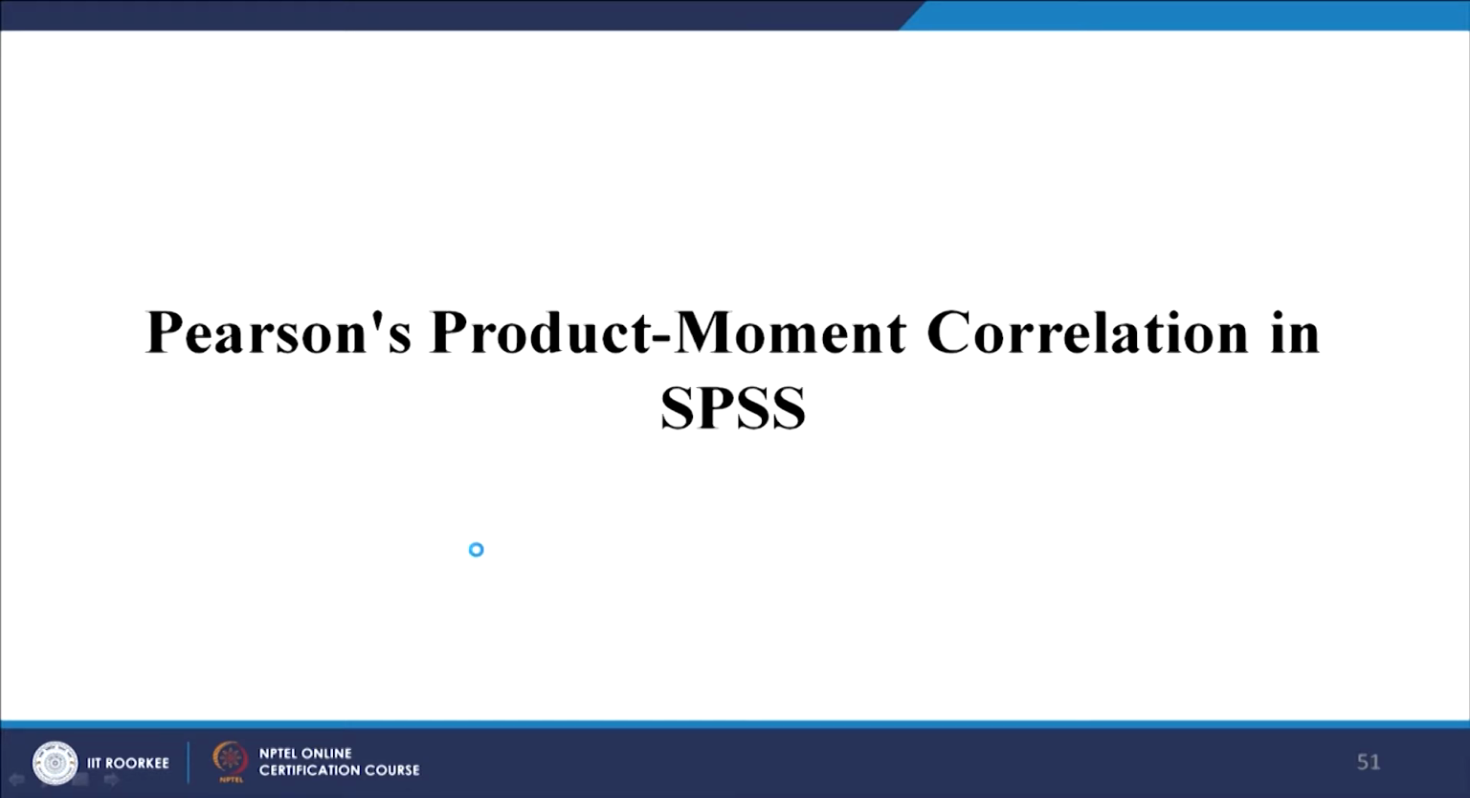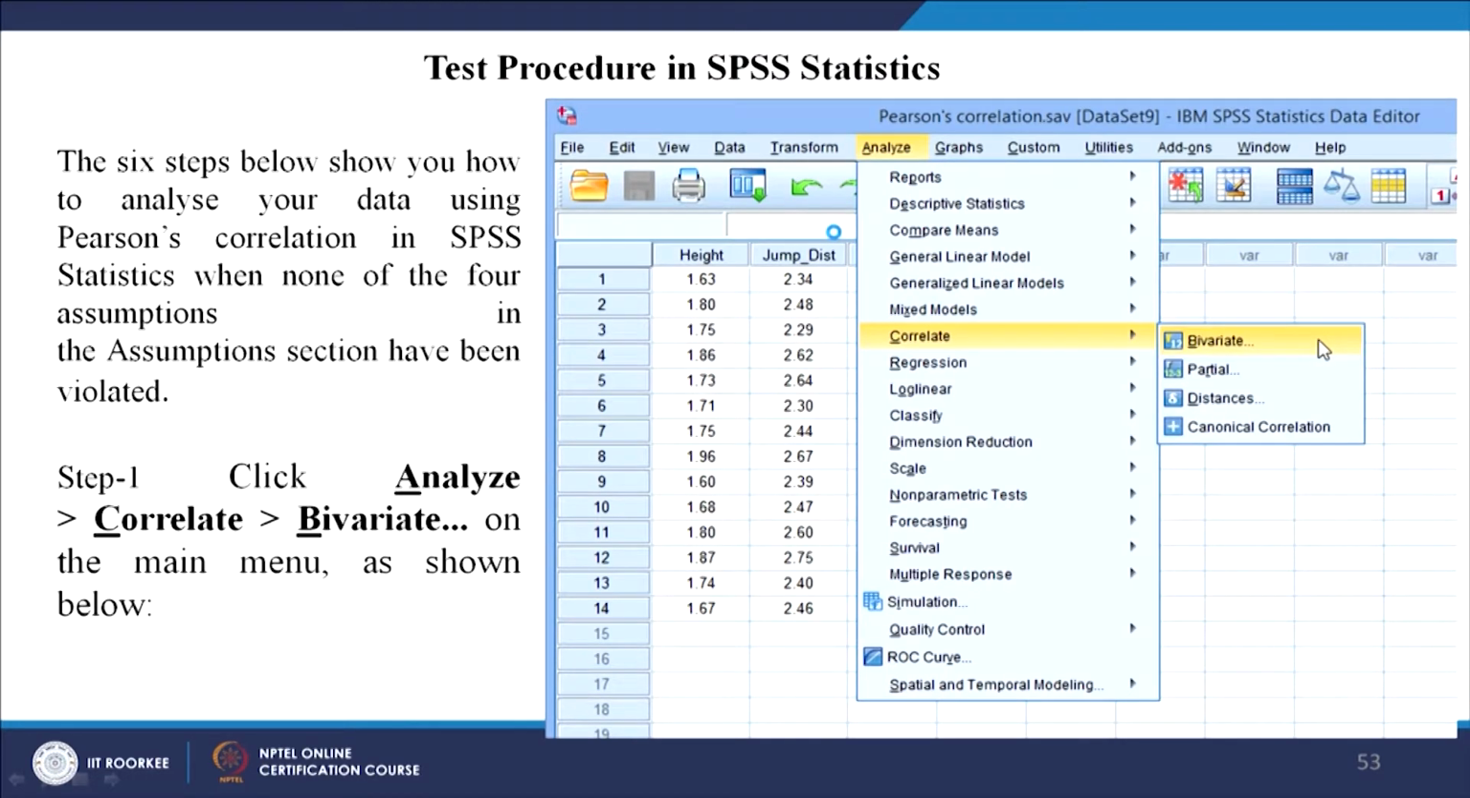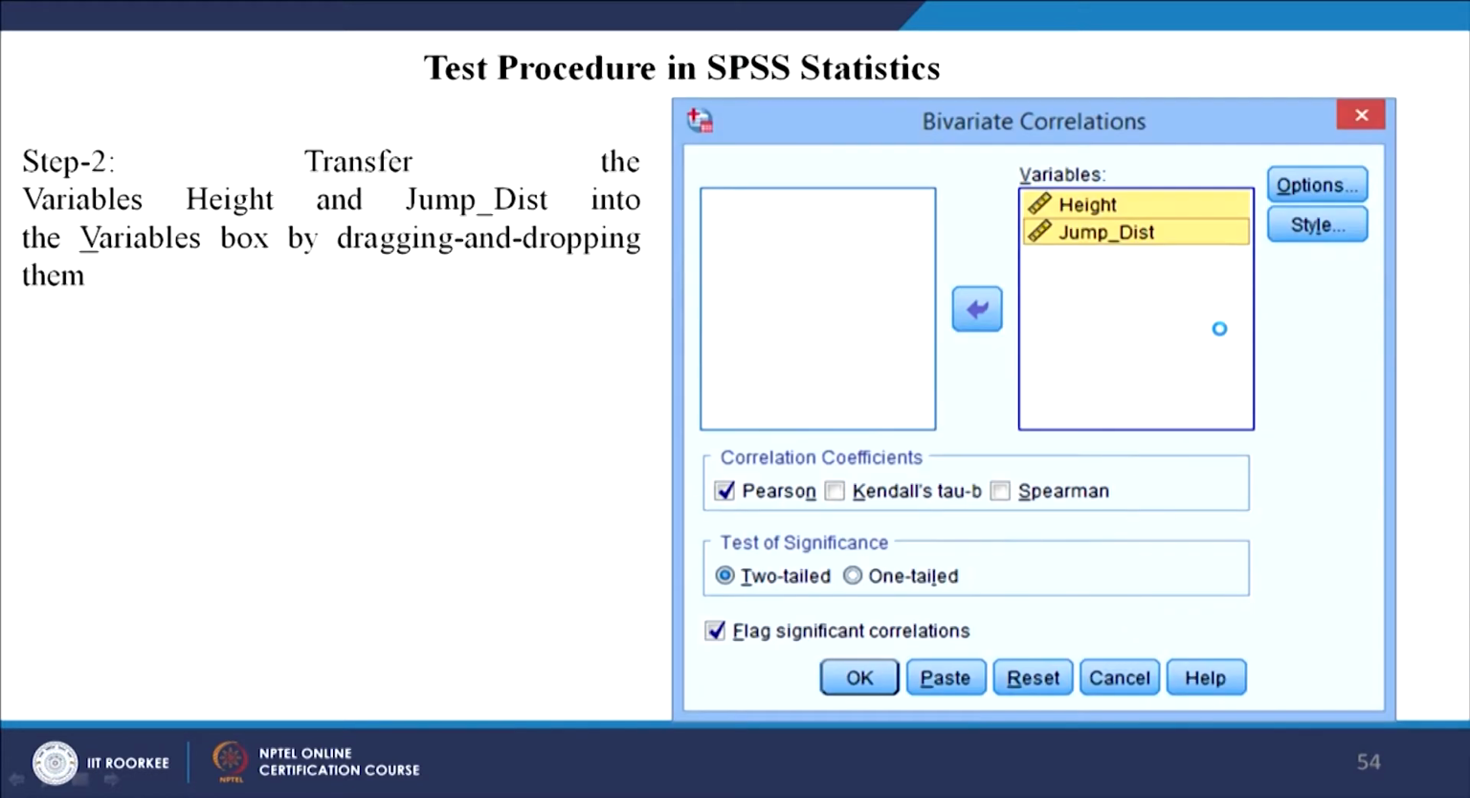Okay. Now, I will show you how to do this in SPSS. This is a case where a researcher wants to know whether a person's height, okay, this is an example I have taken, but I will use a separate example just to show you the steps. What you do is you go to Analyze, go to Correlate and go to Bivariate. Why is it called bivariate? Because there are two variables, like bicycle, two wheels.